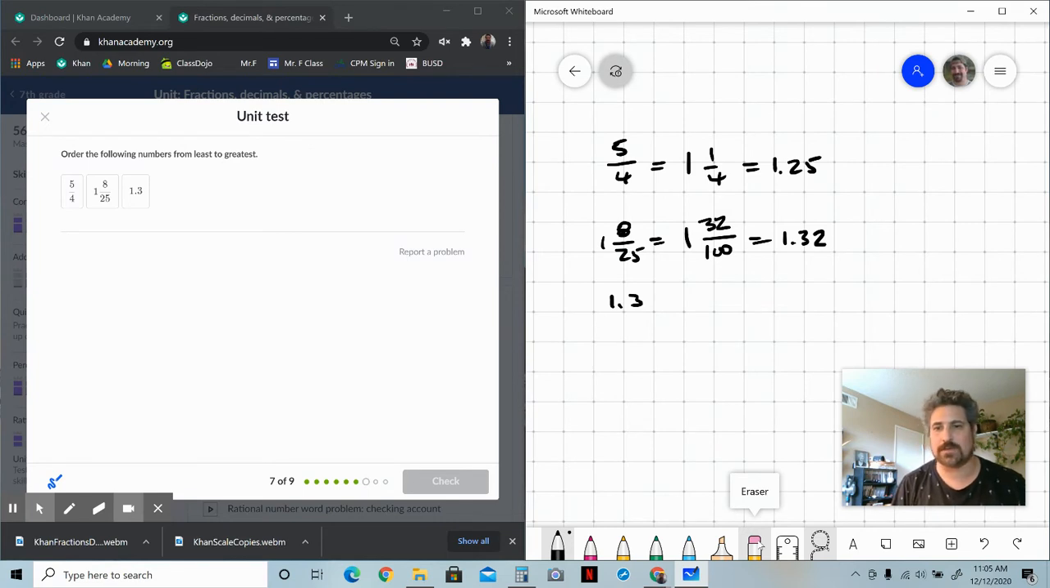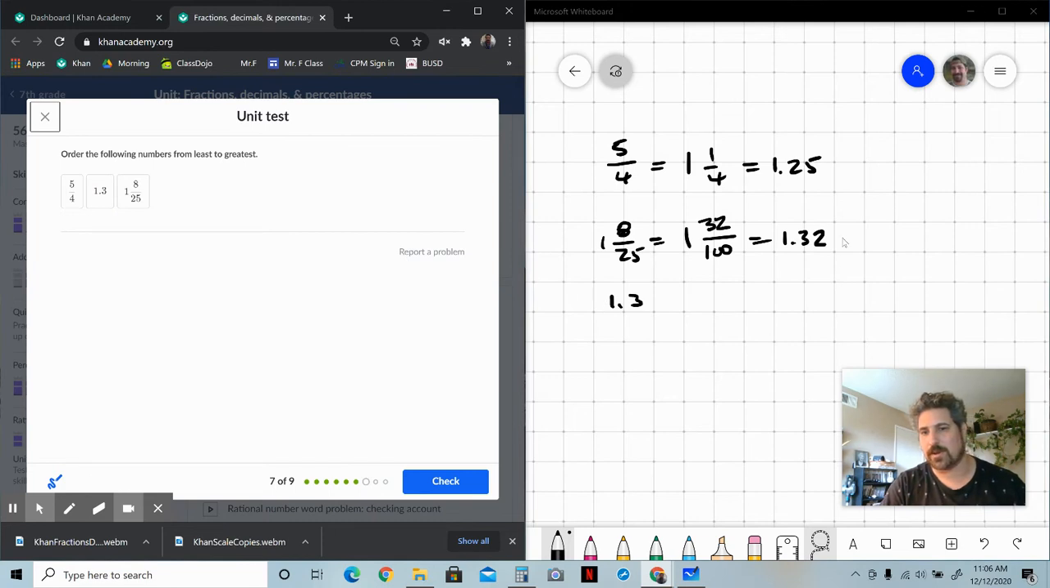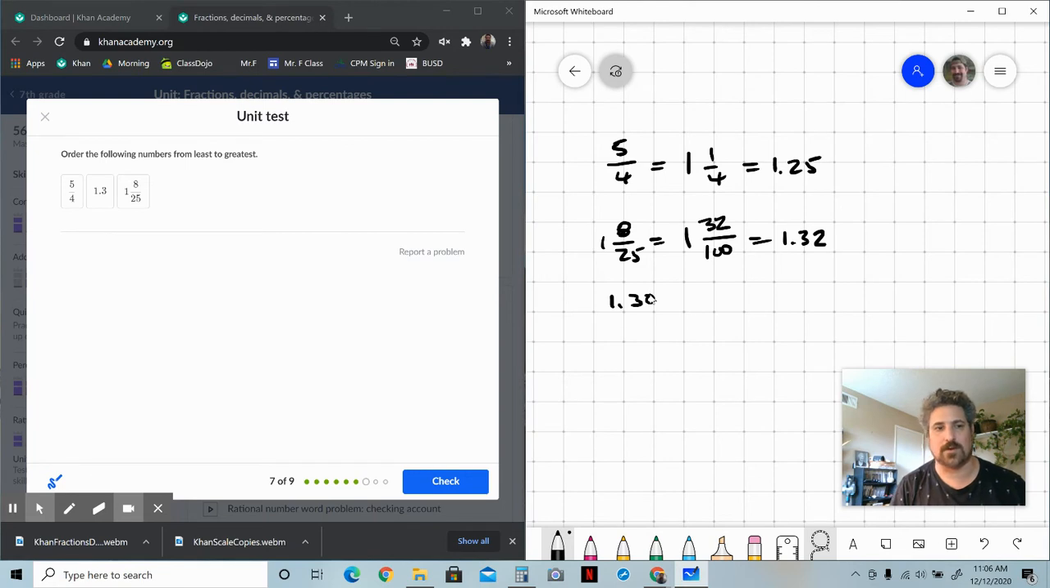Well, the smallest one's going to be 1.25. And 1.25 is going to be the 5/4. Okay? The next smallest one is the 1.32, which is actually the 1 8/25. So that's the next smallest one. And then the largest one, actually, no, my bad. This one's going to be there, my bad. So 1.3 is smaller than 1.32 because this is the same as 1.30. So when we're looking at this, right, it's going to be 5/4, then 1.3, then 1 8/25, because it goes from 1.25 to 1.3 to 1.32. And that's kind of how it goes.